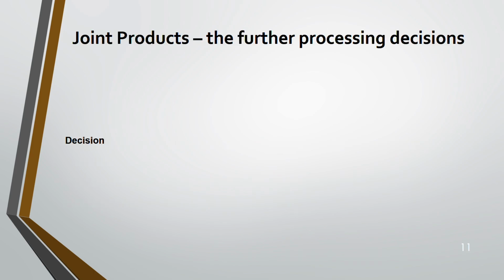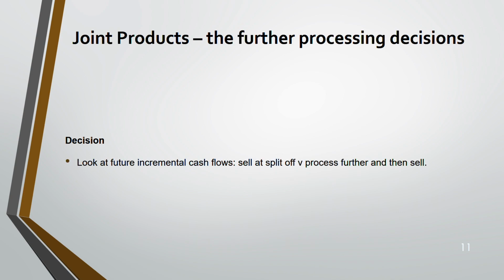The next decision is joint product. Sometimes we make products jointly. So here again, future incremental cash flow. In fact, in conclusion, for everything look at future incremental cash flow only, whatever the decision: shut down, make or buy, joint product.